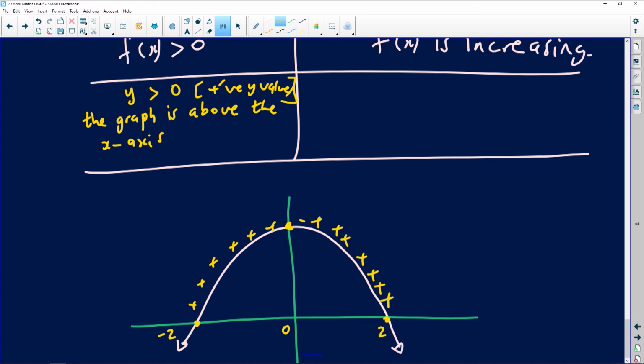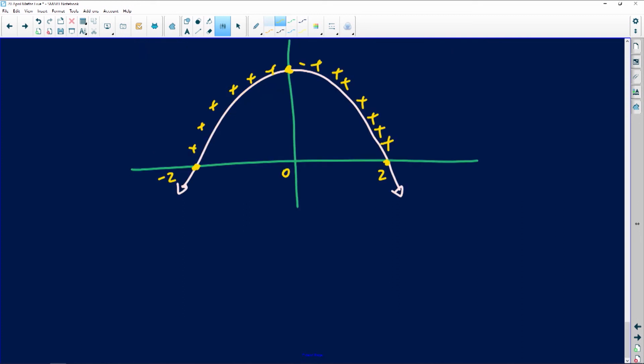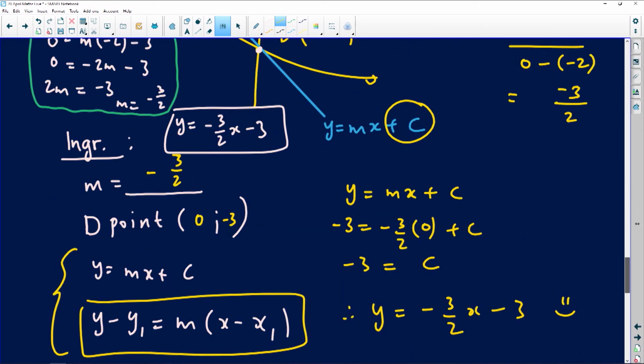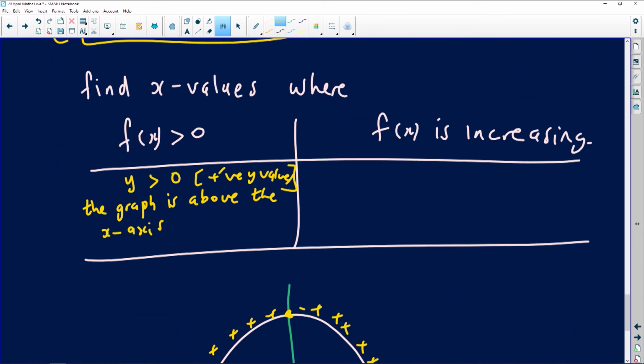So you will agree with me that this graph is greater than 0 from when x was -2 all the way until when x is +2. Because below the x-axis, your graph is negative. Here, the graph is negative. Even here, the graph is negative. We want it when it's greater than 0. So the answer to the first part of the question is where x is between -2 and 2.